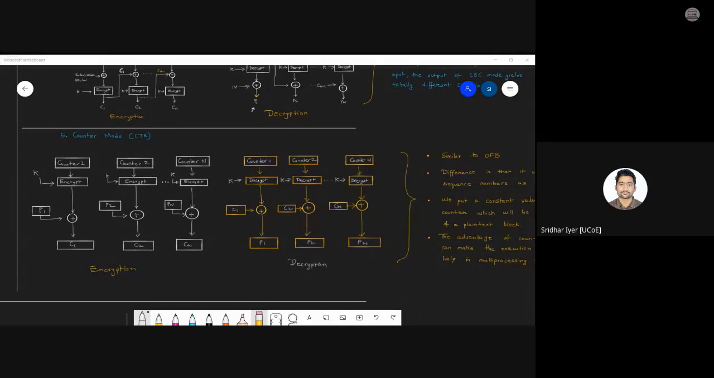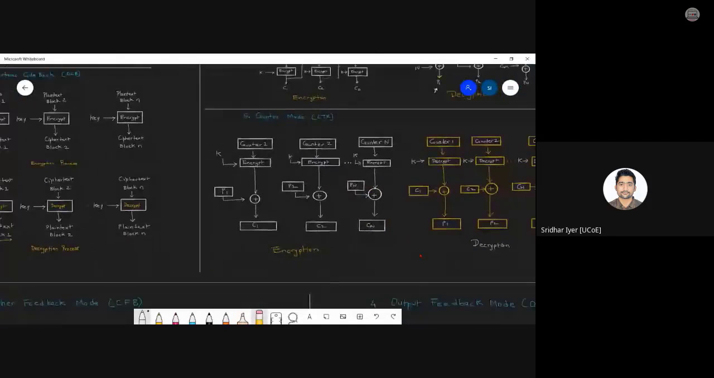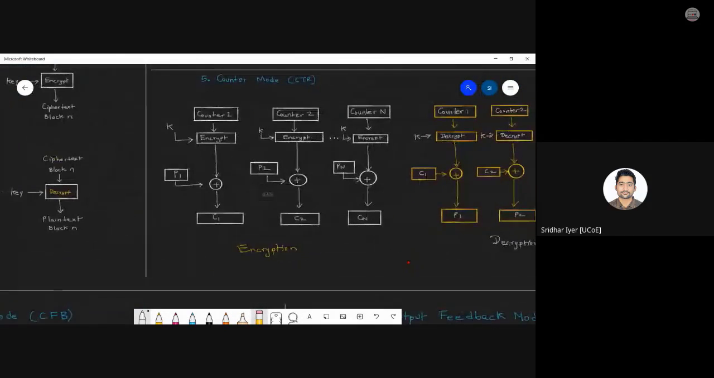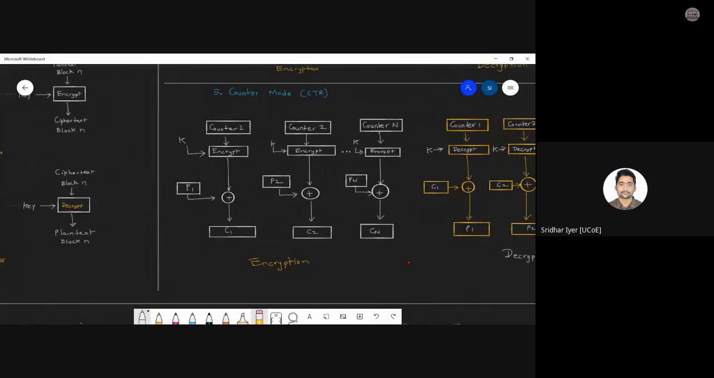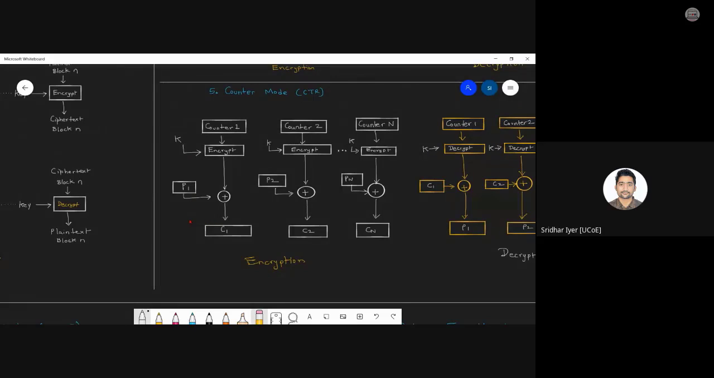So let's focus on this last type, and then we have to start with the next topic. It's one of the simplest. It's again quite similar to the previous case. Just have a look at what is happening over here. Instead of an initialization vector, we are simply replacing that with a counter.